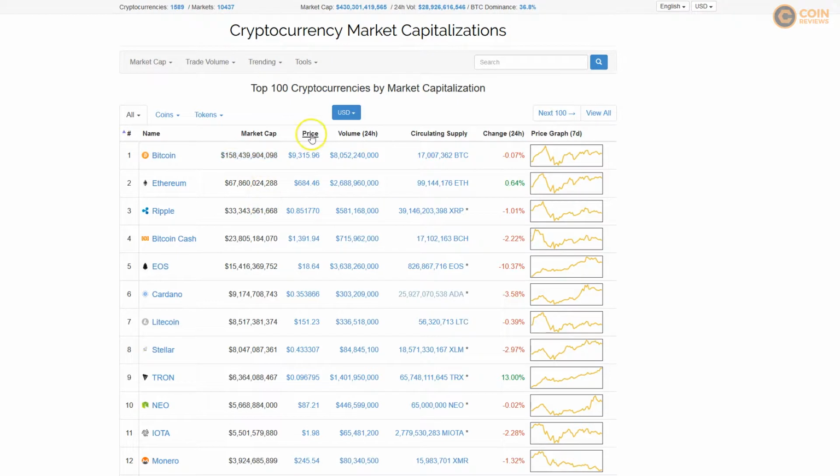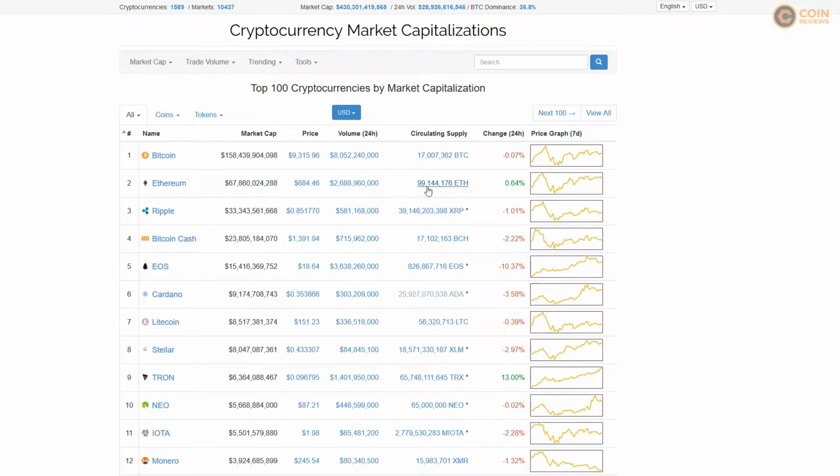It's the total value. But you've also got this other data here. Price, that's the current price. Volume, that's the amount that's been traded in the past 24 hours. So that's a good measure of how active a coin is, how much interest there might be in that coin. And we've got circulating supply, so that's how much of that coin exists in the world.